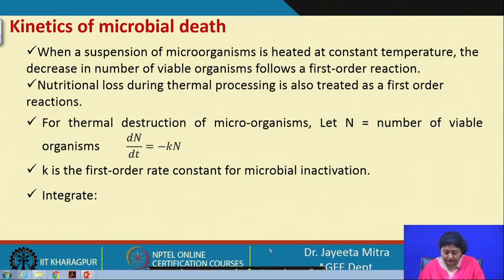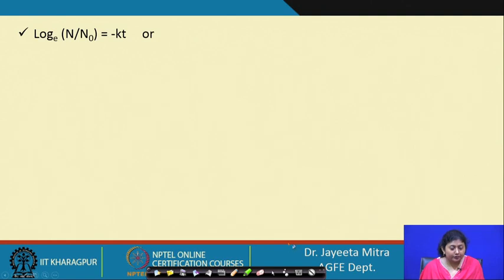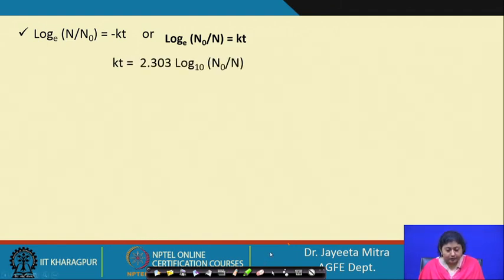Now, if we integrate this from the number of microorganisms n 0 at time t equal to 0 to n at any time t, we get the expression log of n by n 0 to the base e equal to minus k t, or, if you want to remove the minus, log of n 0 by n to the base e equal to k t. If we want to express it in log to the base 10, we can write k t equal to 2.303 log n 0 by n to the base 10.